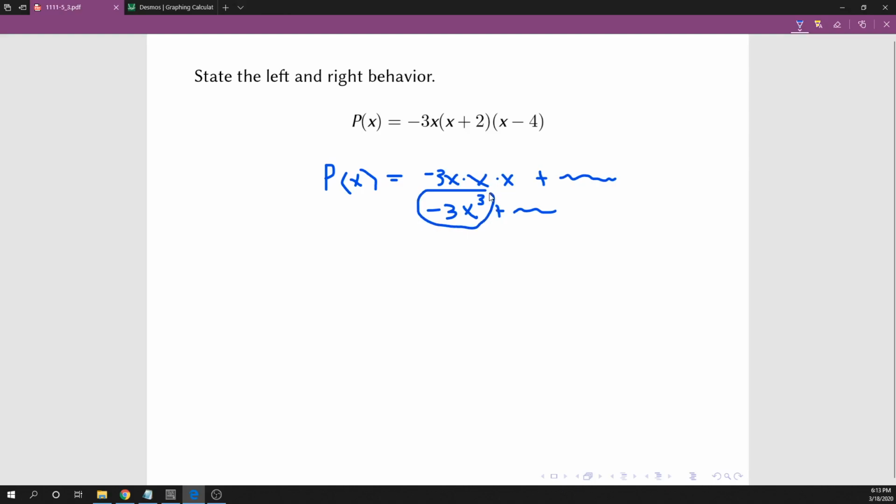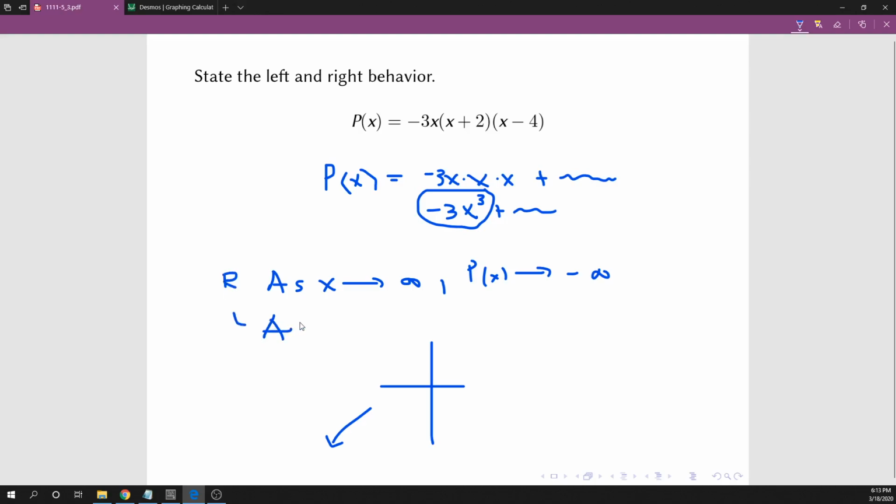We're only looking at the leading term for the left and right behavior, right? So we're good. We have that figured out. So as x goes to infinity, we can say p of x goes to negative infinity. Why? Well, we know the leading term is minus 3x cubed, and that's a negative number, right? So p of x will go to negative infinity. So when we graph this out, we'll see it going down like this. And so that's the right behavior.